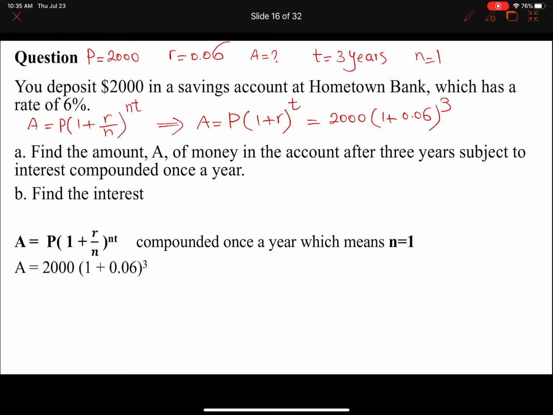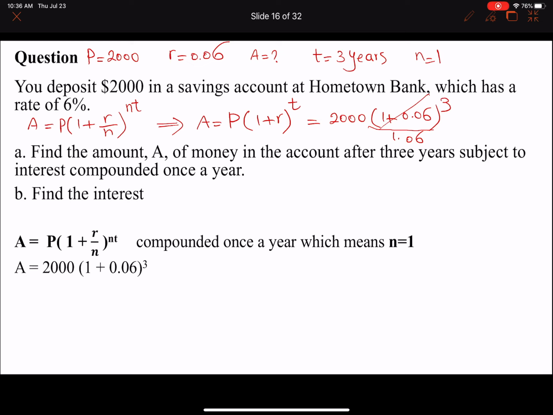Here we go, I just plug in the values. N is equal to 1, t is 3, principal is 2,000, and r is 0.06. So guys, be careful. Here, the whole bracket is to the power of 3. First of all, you need to find out the bracket. So 1 plus 0.06 is 1.06. Whatever it is, that's then to the power of 3.